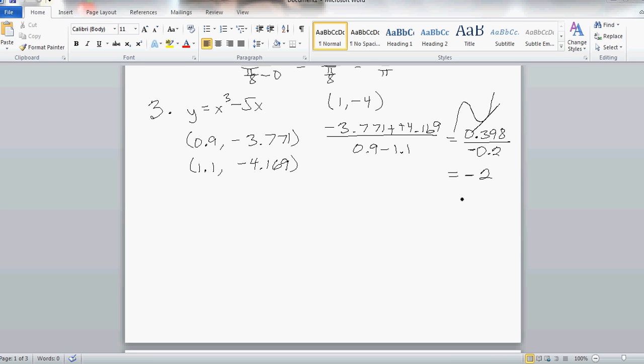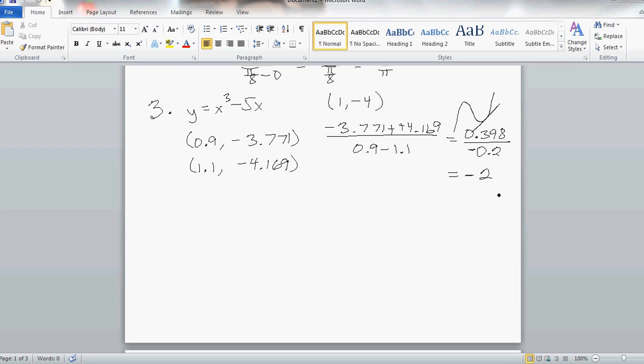Now, as it actually turns out, there is a way using calculus to determine that the slope of this curve at this point is precisely negative 2. But just our estimation gave negative 1.99. That's pretty darn close. So we have found the slope to be negative 2.